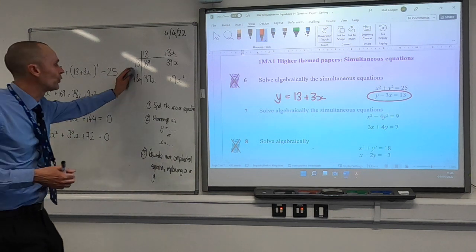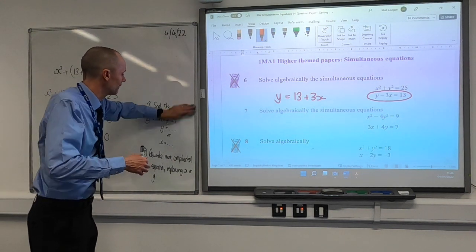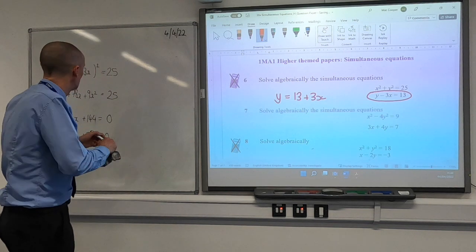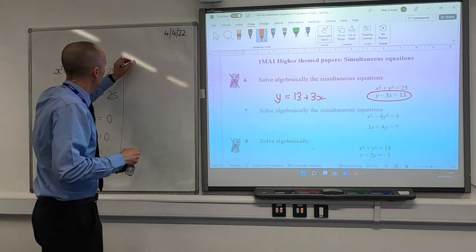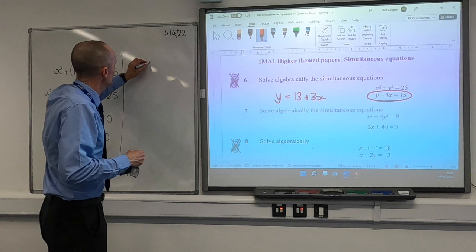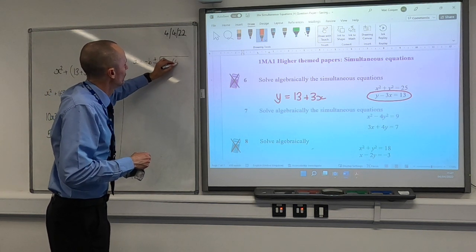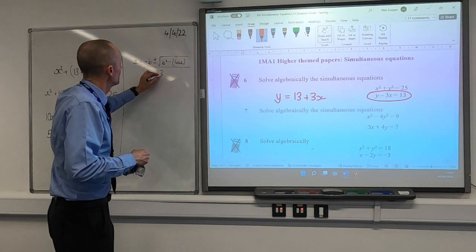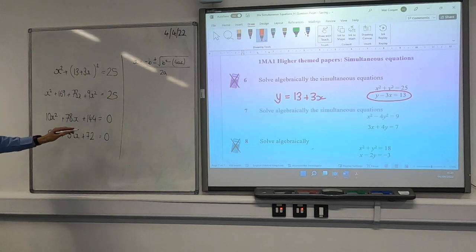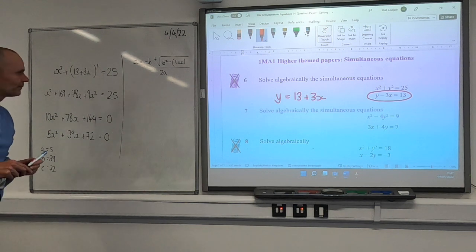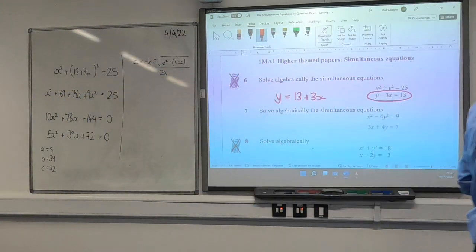So let's use the formula to solve this one, and I'll get my calculators out. So the formula will be on the formula sheet. Remember, the answers are minus b plus or minus the square root of b squared minus 4ac, I always put 4ac in brackets, over 2a, and in this case I've divided everything by 2 because 0 is your friend. A is 5, b is 39, c is 72. Some calculators out.